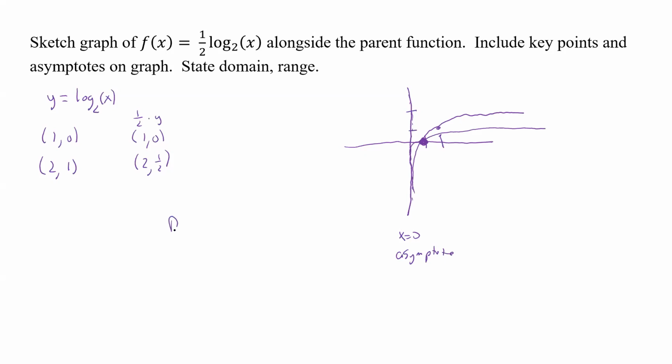Now again, our domain is still 0 to infinity. Our range is still negative infinity to infinity, and our asymptote is still x equals 0. So all it did was affect that second point in how the graph actually looks. Okay. And so including your key points, sometimes it's easier just to make tables like that, and that makes your key points right there.